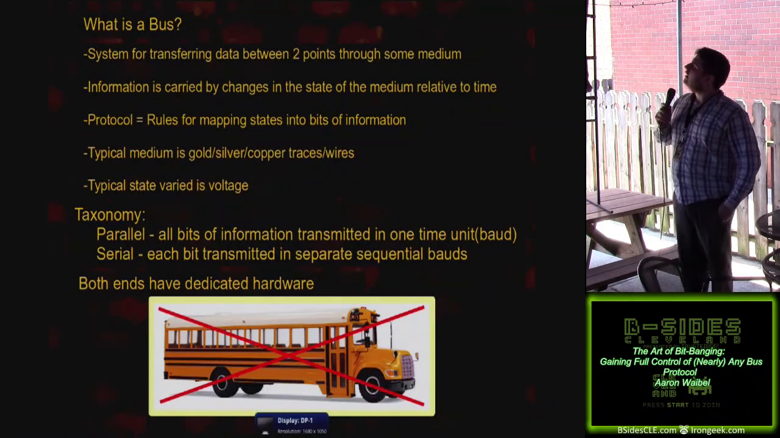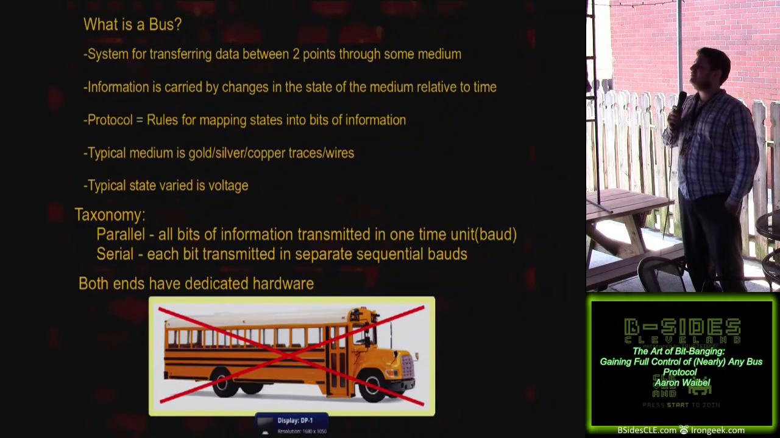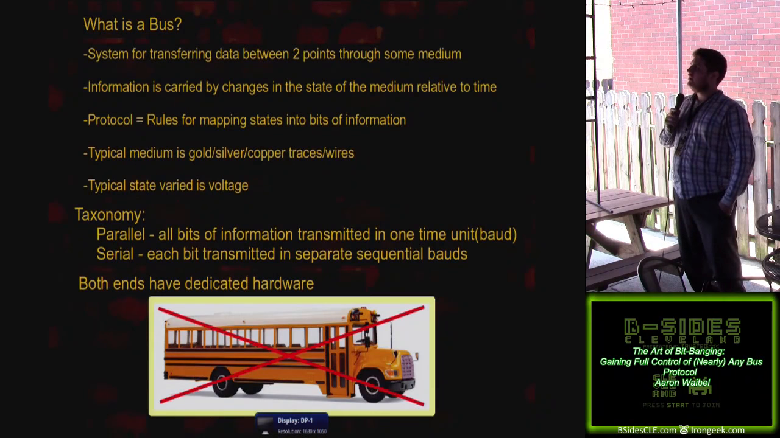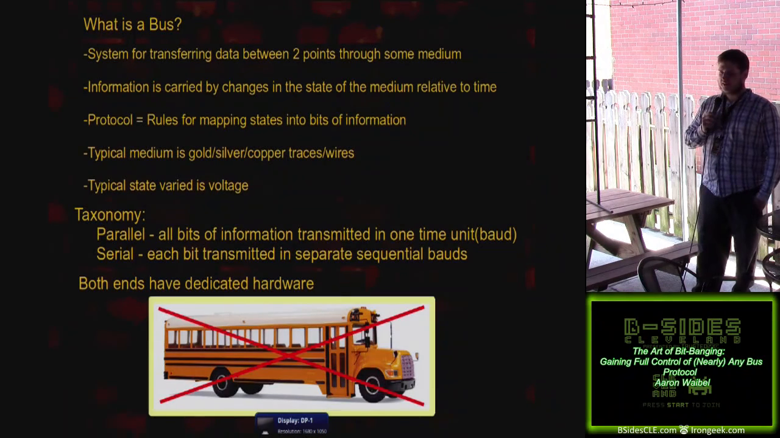So what is a bus? A bus is just any system for transmitting information between two points. The way it's done is you have some kind of medium that has a state associated with it, and by changing or modulating that state in some way, you can communicate information to the other side. Typically, you'll see this with copper wires, gold traces, that type of thing. And usually the property that you're modulating is the voltage on the bus at any given time. That is not exactly true of RF protocols, which we won't really get into here for lack of time. They actually use other properties like phase of a wave and things like that, but if you're interested, just see me after. I can fill you in on some of that.